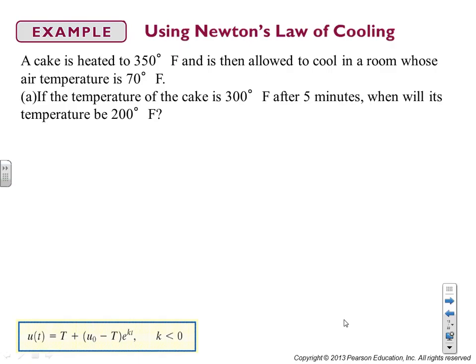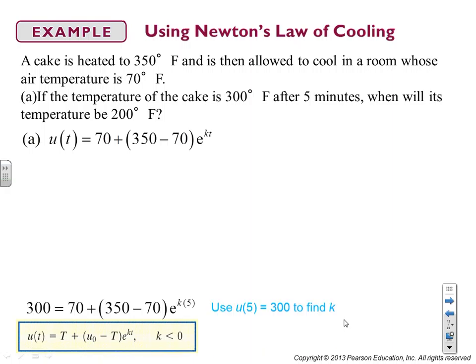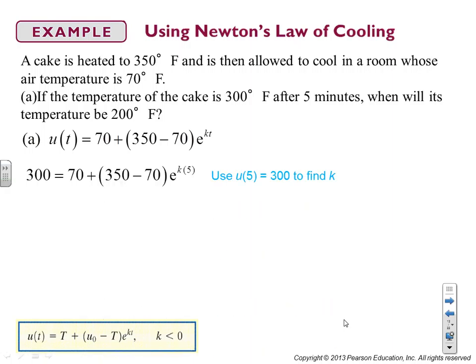All right, so let's put together an equation. So our formula U of t, our temperature of our surrounding room is 70. Our temperature of our cake when it first comes out of the oven is 350. So remember, we're solving for the k. And the question is, when will its temperature be 200? Boom. So we know that after 5 minutes, the cake is 300 degrees Fahrenheit.